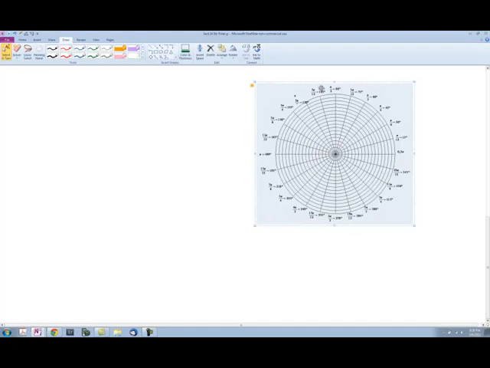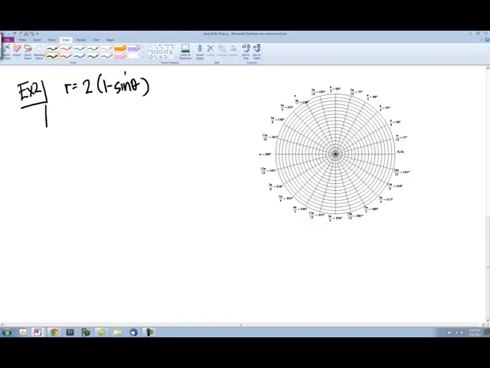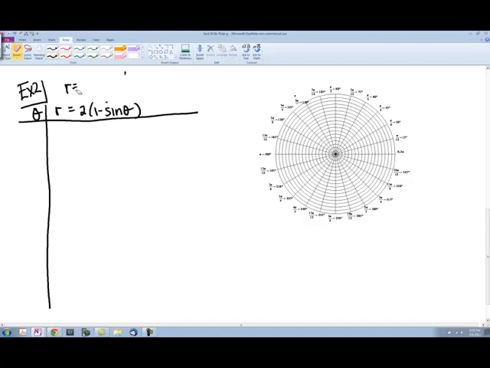So let's try another one. Let's graph r equals 2 times 1 minus sine theta. So again, I'm going to make a little chart. I'm going to have theta here, and r equals 2 times 1 minus sine theta in here.